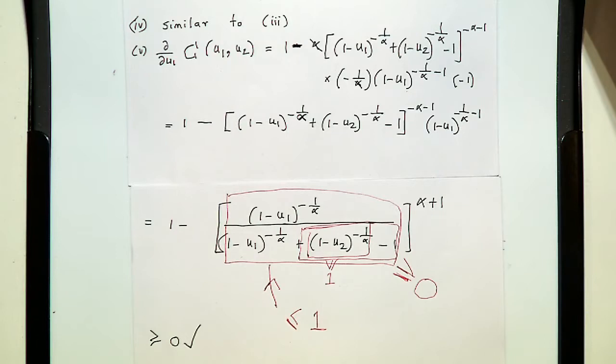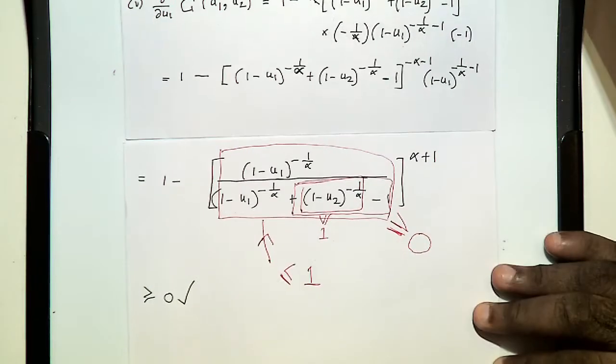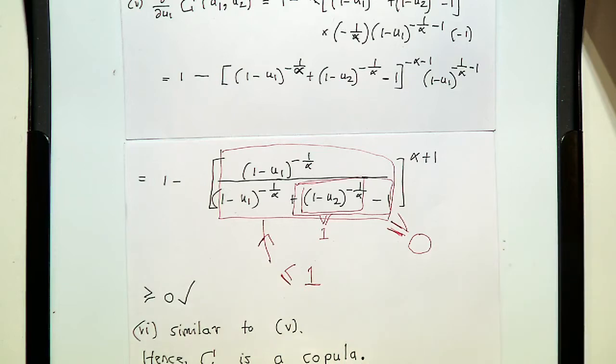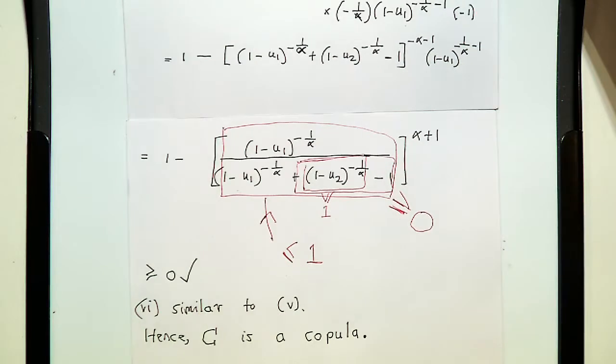Okay. Condition 6 is similar to 5, hence C is a copula. Okay. All right, guys, are you okay with this?